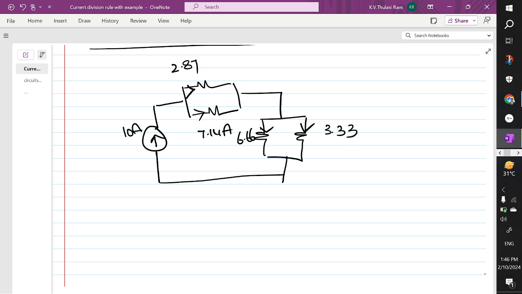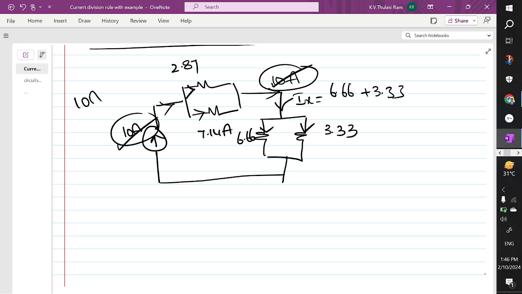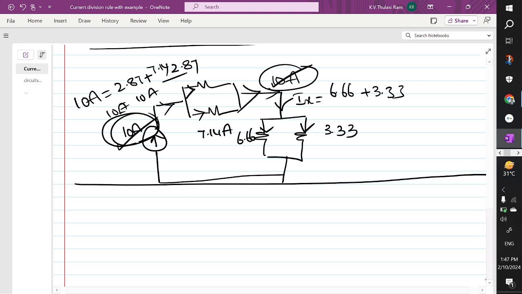So what is the total current in this branch? Entering current is equal to leaving currents. So this Ix can be written as 6.66 plus 3.33. The total current, we already know, is 10 amperes. So what is the total current here? If you add, 10 amperes should be equal to 2.87 plus 7.14, which is already equal to 10 amperes and 10 amperes. So 10 amperes is entering and 10 amperes is leaving. This is how to apply the current division rule.